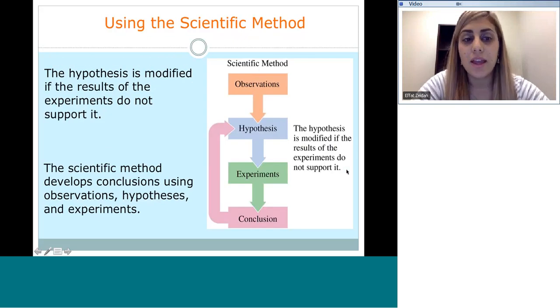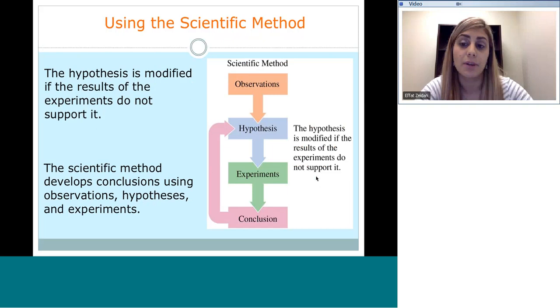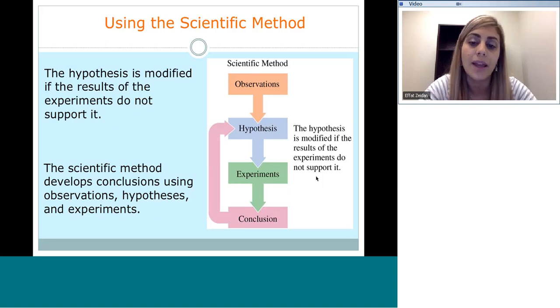So in using the scientific method, as we can look at this scheme over here, we can see that the hypothesis can be modified if the results of the experiments do not support it. Let's say that after we repeatedly carried out several experiments we came out with a conclusion that does not support the hypothesis, or that does not support one component of the hypothesis, we can go back and modify the hypothesis and then do the process again. So the scientific method develops conclusions using observations, hypotheses, as well as experiments.